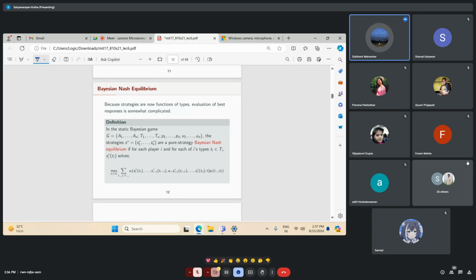The strategies are built as S star, that is, optimum strategies. Now, why do we call it an optimum strategy? Because that is nothing but the equilibrium strategy. So the strategies are equilibrium strategies, which are defined as S star equals S1, S2, S3, ... Sn star, and are the pure strategy Bayesian Nash equilibrium.